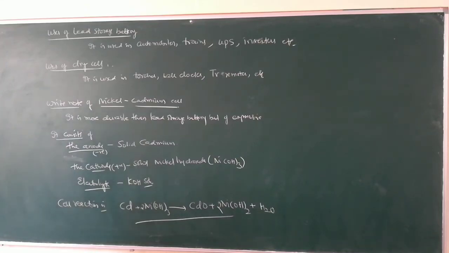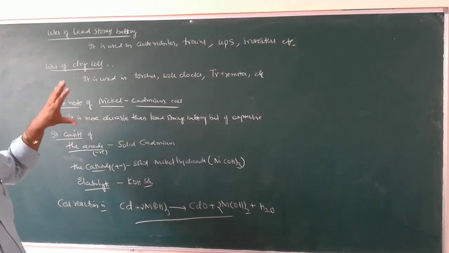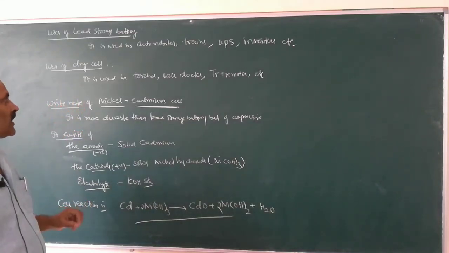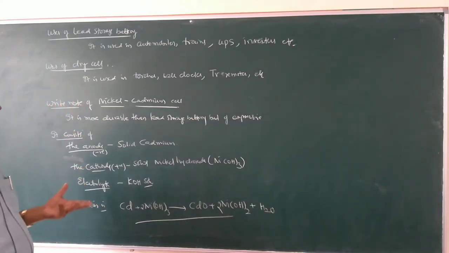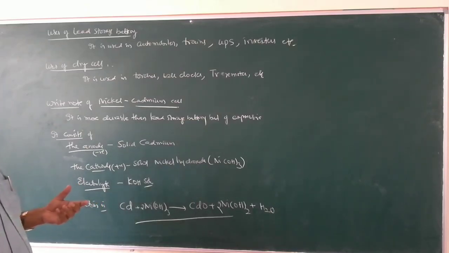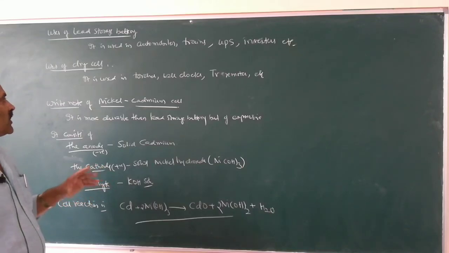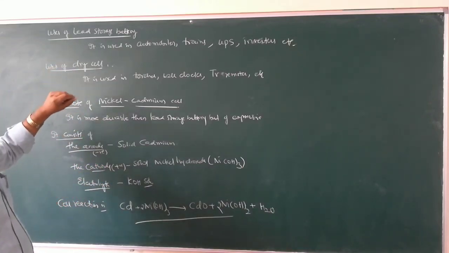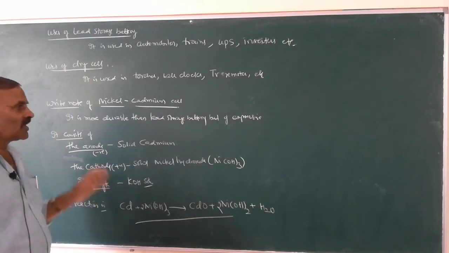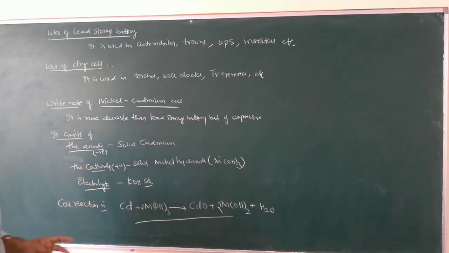In these cells I have explained four cells, namely primary cells and secondary cells. In primary cell, dry cell and mercury cell. Among these two, dry cell is very important. In secondary cells, lead storage battery and nickel cadmium cell. Among these two, lead storage battery is very important. In each cell, learn which is the anode, which is the cathode, what is the cell reaction, what is the EMF. These things are very important.